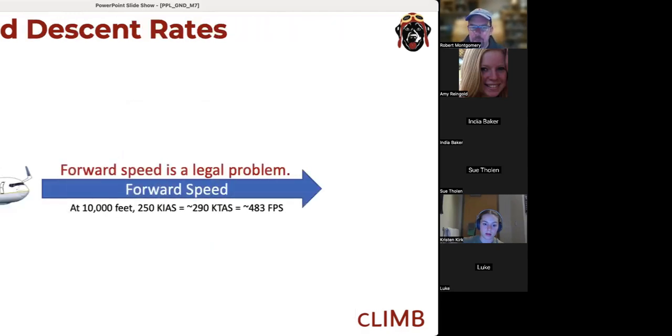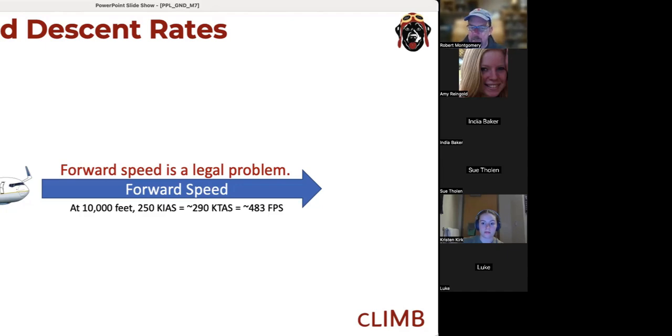Okay. And so when it comes to trying to estimate how fast an airplane is going to go, in this case, we're talking about how fast we can go below 10,000 feet. What we have to think about is, what are my constraints, right? So first is a legal problem, right? We have a speed limit.